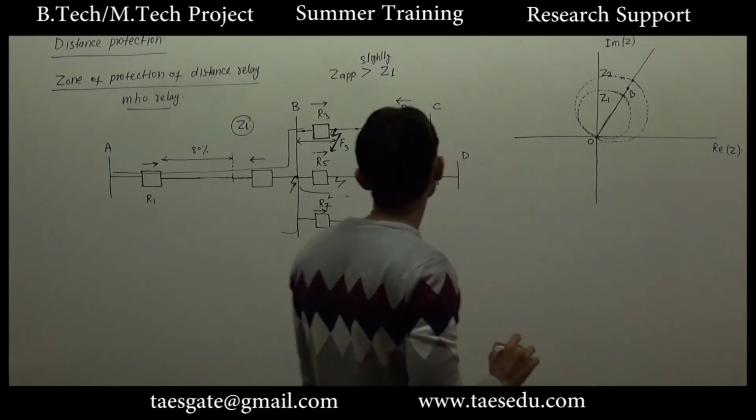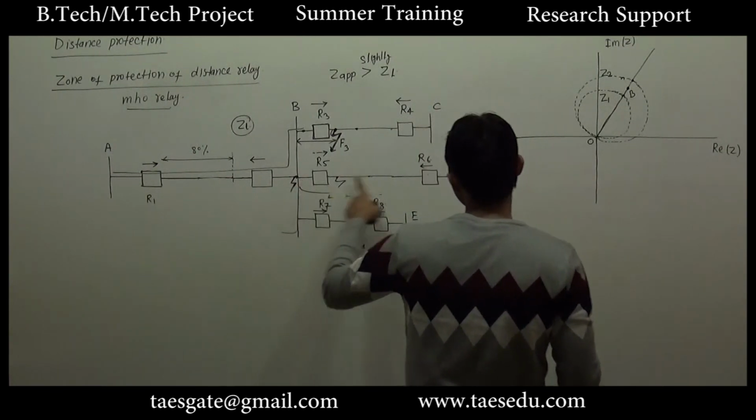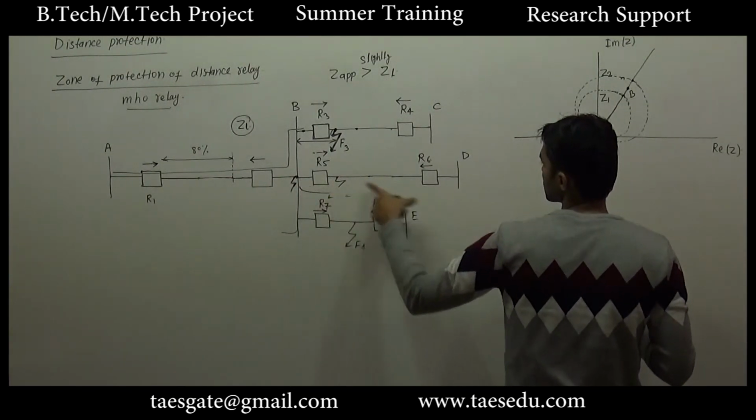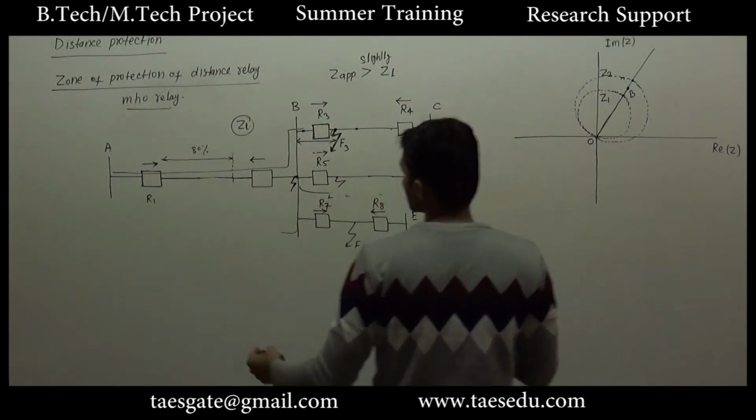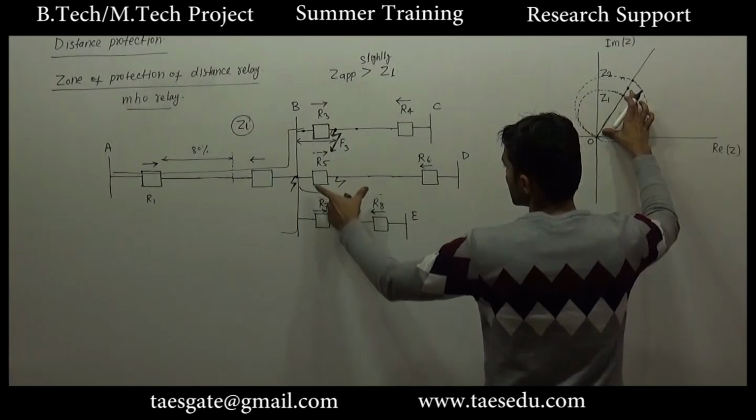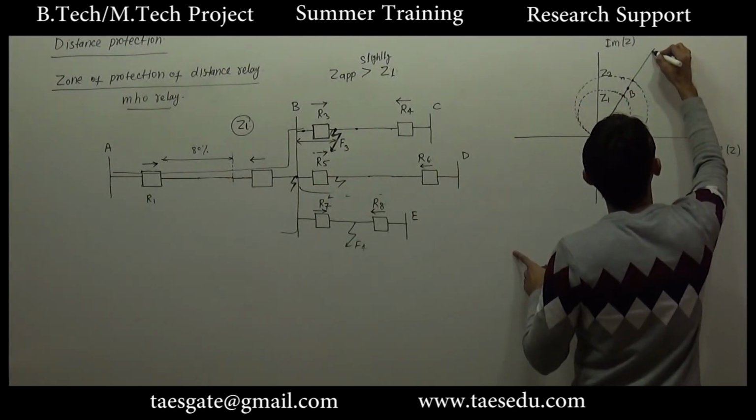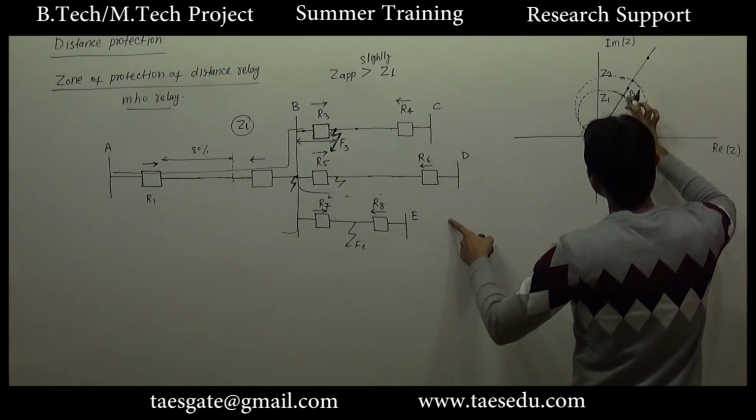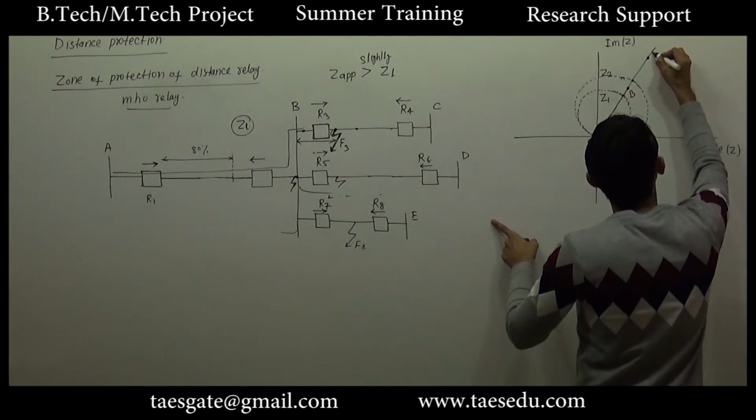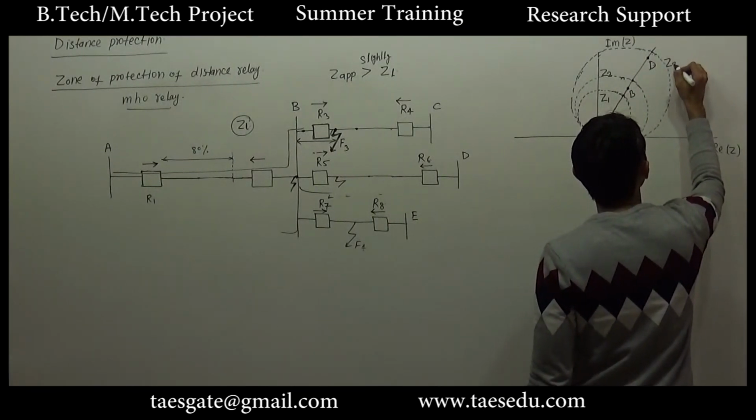And Z3 is, this whole impedance is OB. Let's say this impedance is OD. So the total impedance will be OB plus impedance of the longest line. So let's say D is here, and Z3 will be OB plus 110% of OD. This point is D, and this is boundary of Z3.